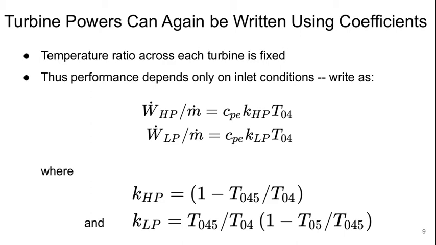We can again write the turbine powers using coefficients like we did for our single-shaft engine last time. The temperature ratio across each turbine is fixed, so the performance depends only on the inlet conditions, and we can write the power divided by the mass flow rate as equal to a constant. We're going to have different constants, K_HP and K_LP, for the high and low pressure shafts. And the definitions of the coefficients are given here.